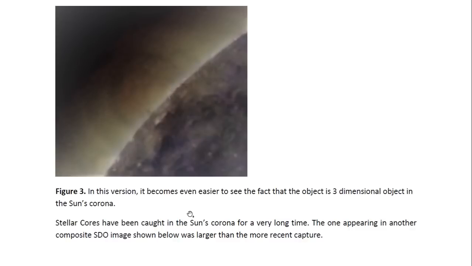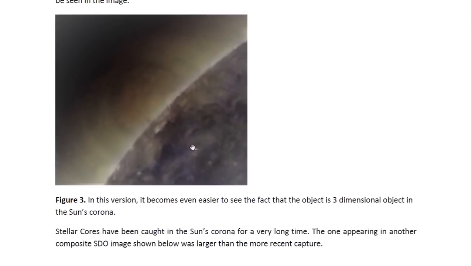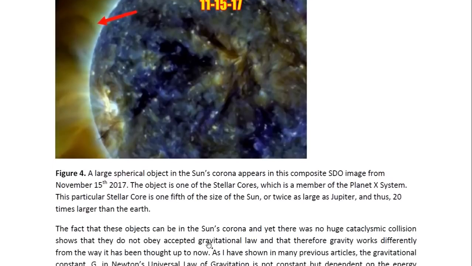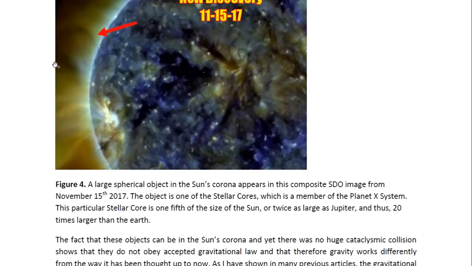Now, stellar cores have been caught in the sun's corona for a very long time, and here we have another one. This one was caught in this image from November 15th, 2017. And you can see that this object is larger. It looks larger than the one in the more recent image from the end of July. This particular one was about 1/5 the size of the sun, or twice as large as Jupiter, and that's 20 times larger than the Earth.